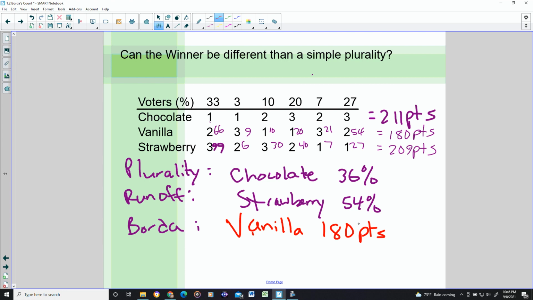With 180 points. And the reason why vanilla wins a Borda count is, yes, it doesn't have a large group. It has the smallest overall group of first place votes, but there's an enormous amount of the population that has it as a second place vote. So one of the things to think about here, again, as a third place, only 10% of people put vanilla in third place. So 90% of the voters had vanilla as either first or second place.